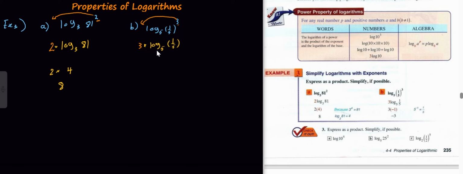So we solve it individually. We have a note here: log base 5 of its reciprocal equals -1. So it means 3 multiplied by -1, which is -3. This is how we solve it. Let's go to the check it out examples.